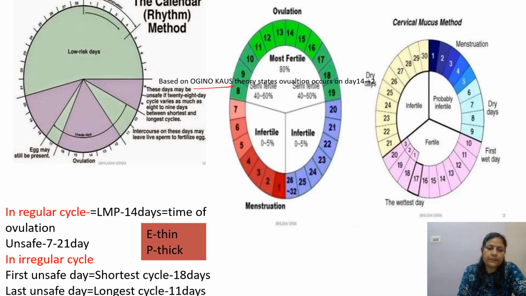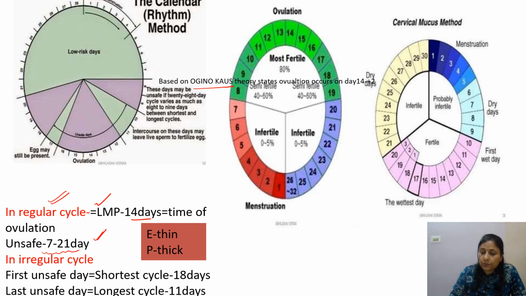So in any regular cycle, if you want to know the time of ovulation, you have to deduct 14 days from the LMP, which will give the time of ovulation. A few days, 3 to 4 days before ovulation and 3 to 4 days after ovulation, will give protection. Usually the unsafe period is considered as between the 7th to 21st day in a regular 28-day cycle. Through this one can know the safe period during which coition will not lead to any pregnancy.